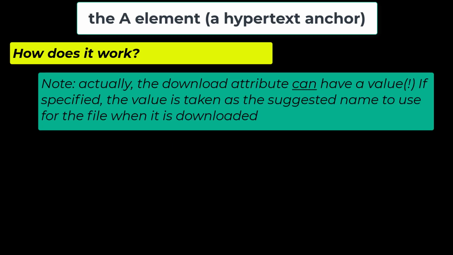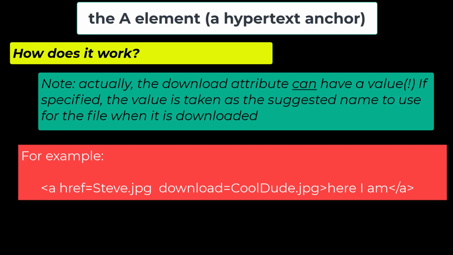Note, actually the download attribute can have a value. If specified, the value is taken as the suggested name to use for the file when it is downloaded. For example, here we have href equals steve.jpg, download equals cooldude.jpg.